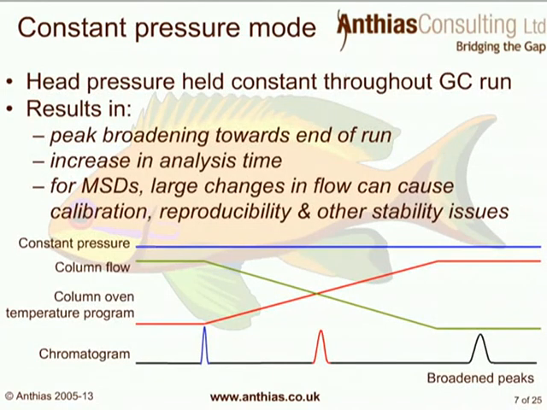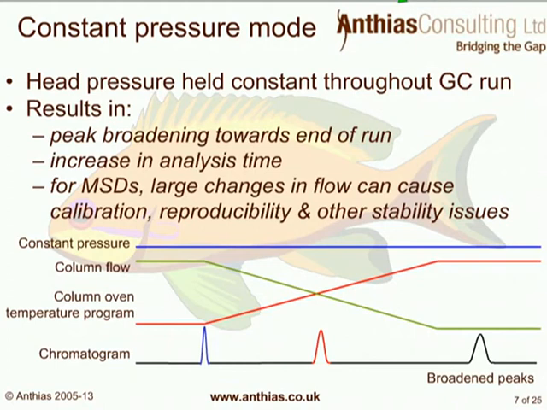Now, when we're analysing our sample through our gas chromatograph, there could be different ways that we control the flow rate through the analytical column. In constant pressure mode, the head pressure is held constant throughout the GC run. This can result in peaks broadening towards the end of the run.